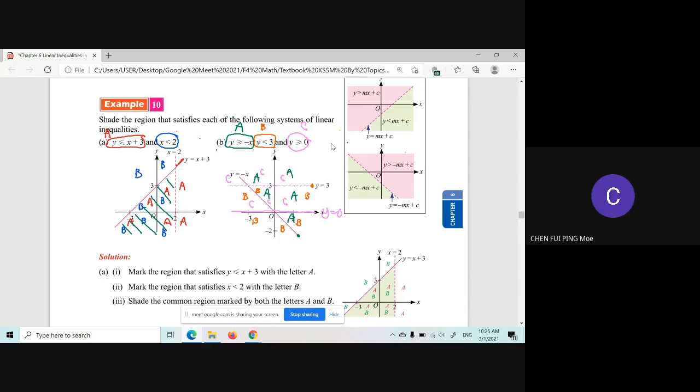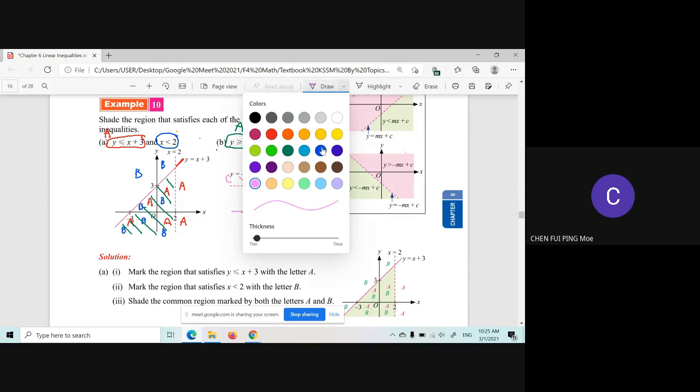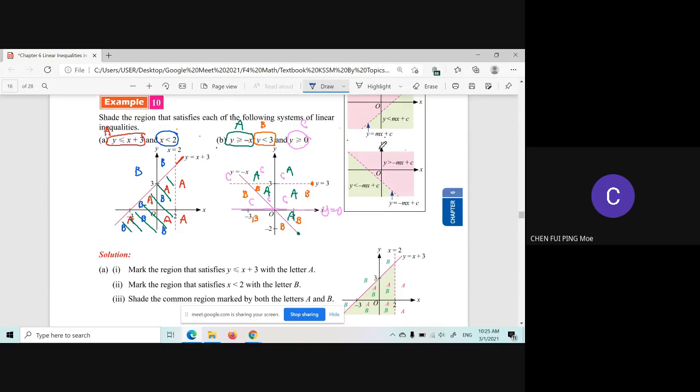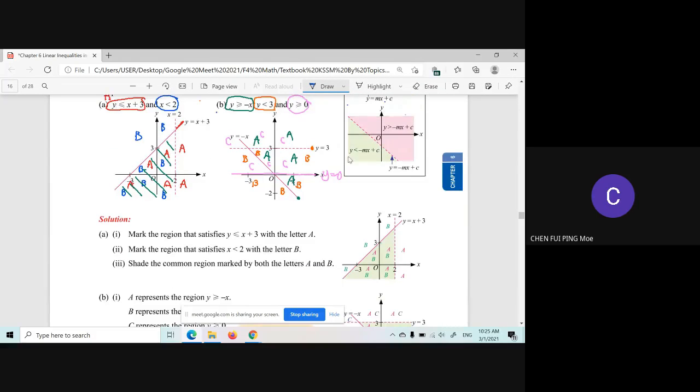So what is my answer? My answer is the region that I have A, B and C. Here I have A and C only, so not the answer. This part, I have A, B, C. This part, I have A, B, C. So no more. So only these two.